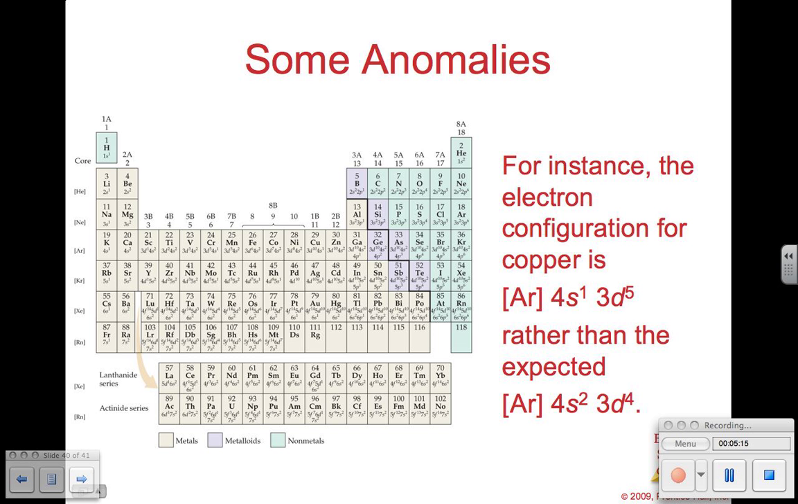If you were to write the electron configuration just following the rules, you would think it would end with 4s2 3d9. Sorry, excuse me, that was a typo. It should say 4s2 3d9.